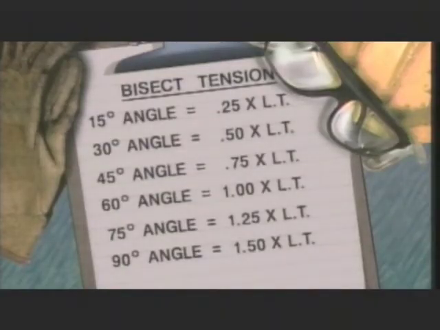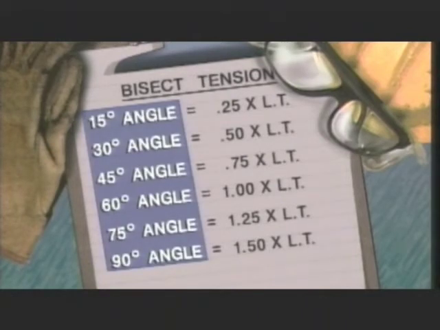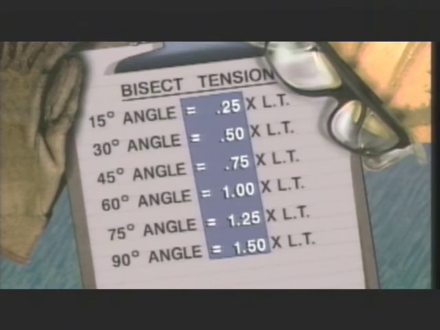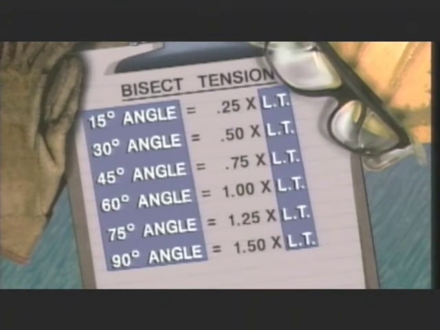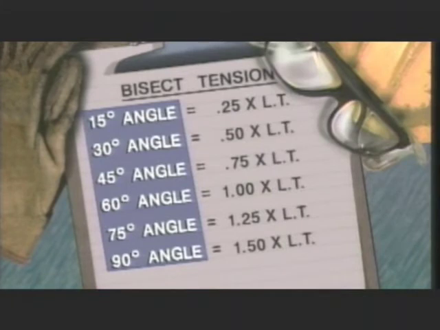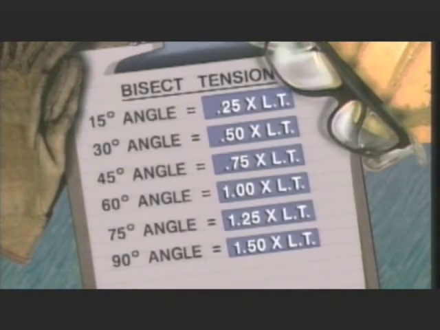Another way to determine the approximate bisect tension is by following a rule of thumb chart. Let's take a look at a chart to see how it works. This chart lists 6 common line angles. After each line angle is an equal sign and a decimal number. To use this chart, both the line angle and the line tension must be known. In some cases, you can determine the line angle by using the line angle chart we looked at earlier. After you have these figures, locate the line angle on the chart.